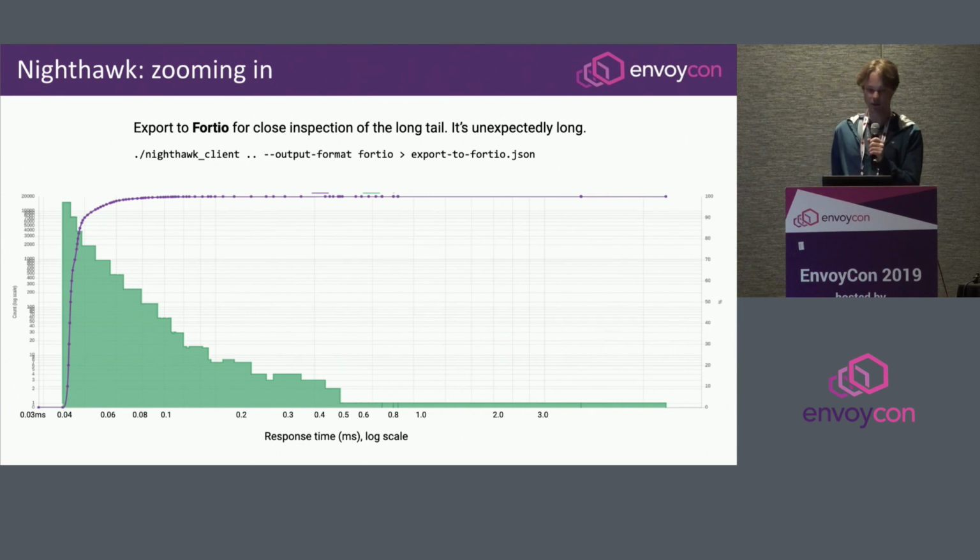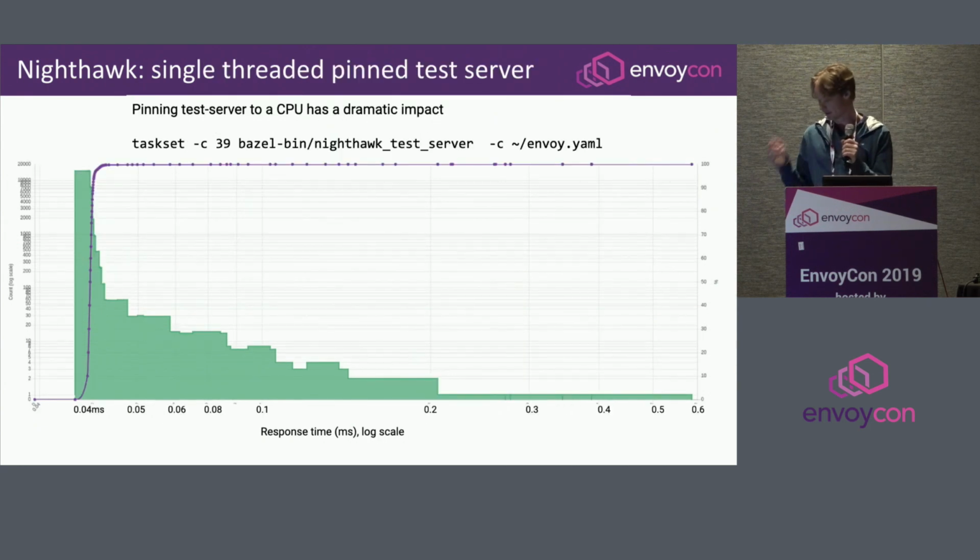We can use Nighthawk to collect accurate data and export it to Fortio to visualize the long tail. In this case, the 2 millisecond long tail really was a test setup problem because we didn't pin the server to a specific CPU core. And the OS scheduler wasn't optimal in that case. So when we did that, we see the long tail drop from 2 milliseconds to 600 microseconds.